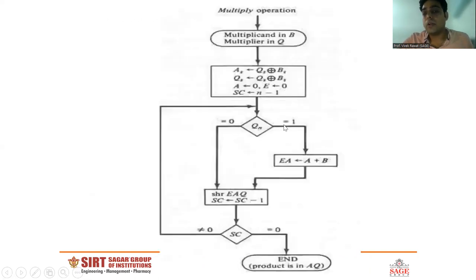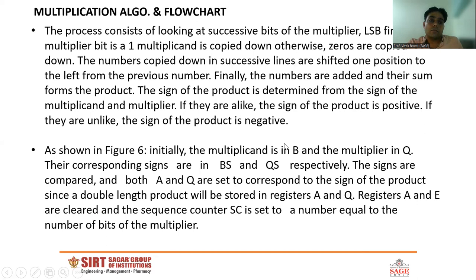If Qn is equal to 1, then this flow chart goes in this direction. If that least significant bit is 0, then it goes through this process box. So it is a simple calculation algorithm method.